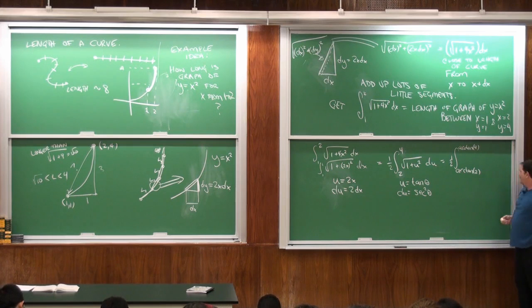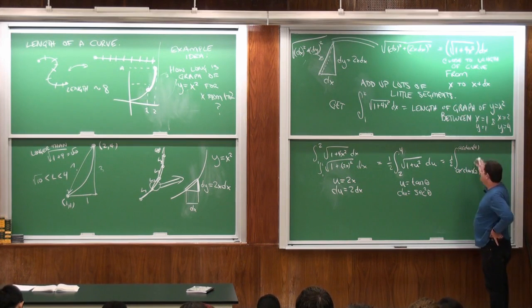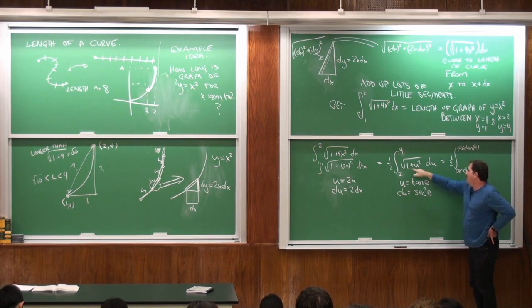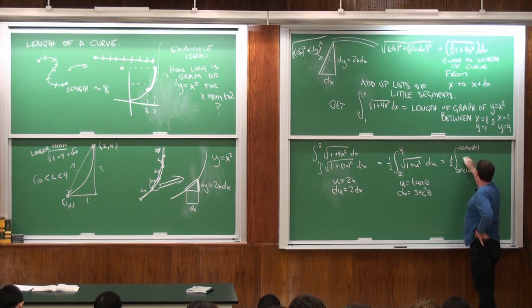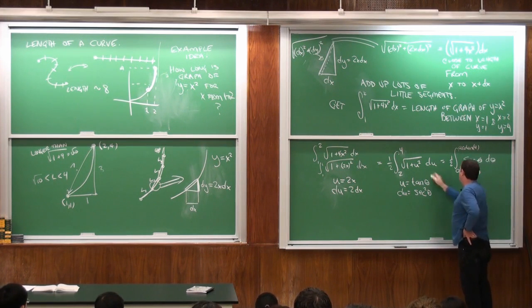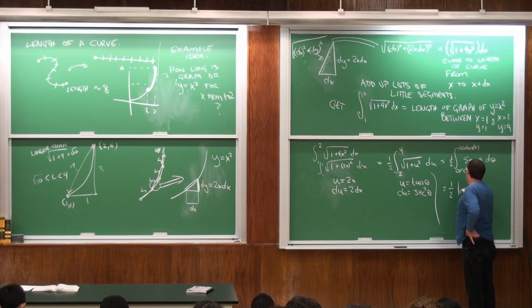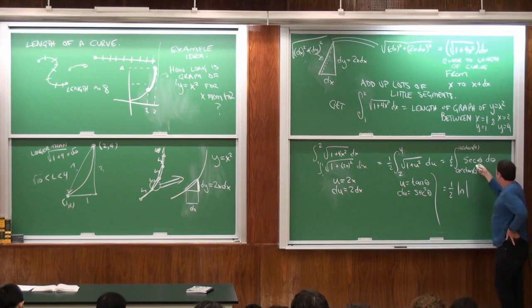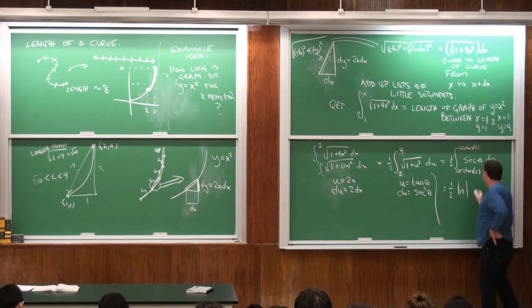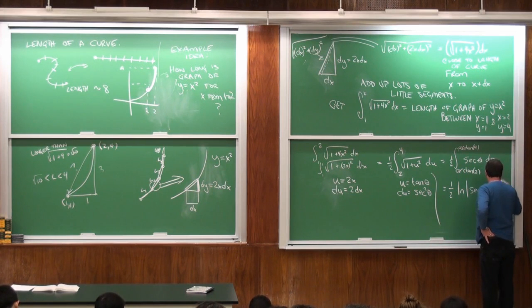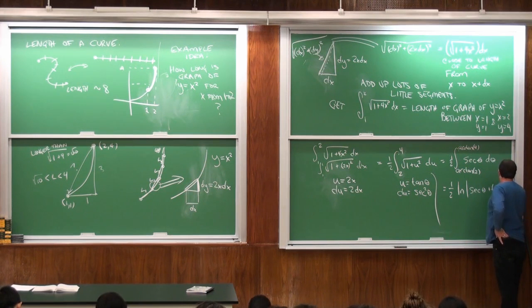I don't know either of these. The arctan of 2 I should know, but the arctan of 4 I don't. So those are some angles. And u is the tangent, so I have 1 plus tangent squared, so that's the square root of a secant squared, so that's a secant theta. So this is 1/2 the log of secant theta plus tangent theta, from arctan 2 to arctan 4. I absolutely hate this integral, so it keeps showing up.